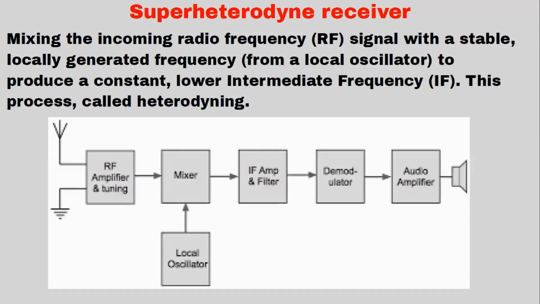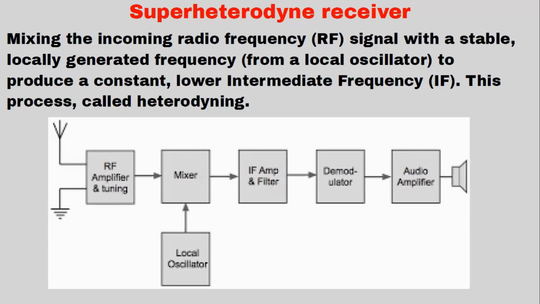Before going into communication, a very important part is that we should understand communication. And when we start studying communication, we should understand heterodyne receivers, super heterodyne receivers. Now, this is a block diagram. You can see the first part. On the top, there is an antenna. The antenna is connected to the RF amplifier.